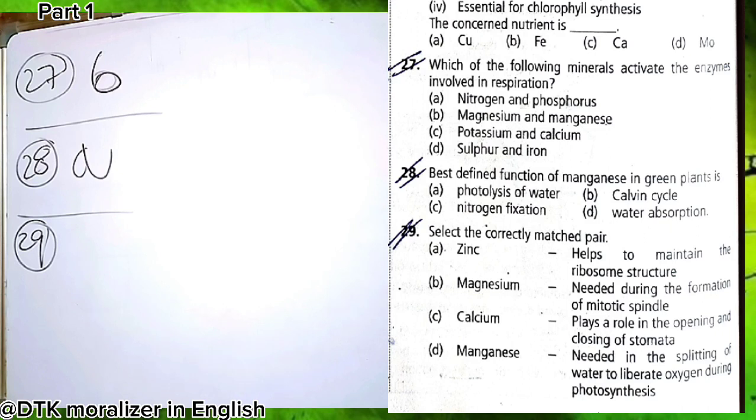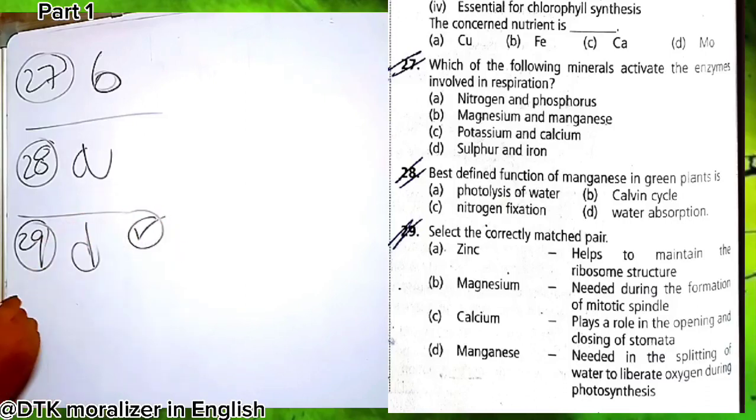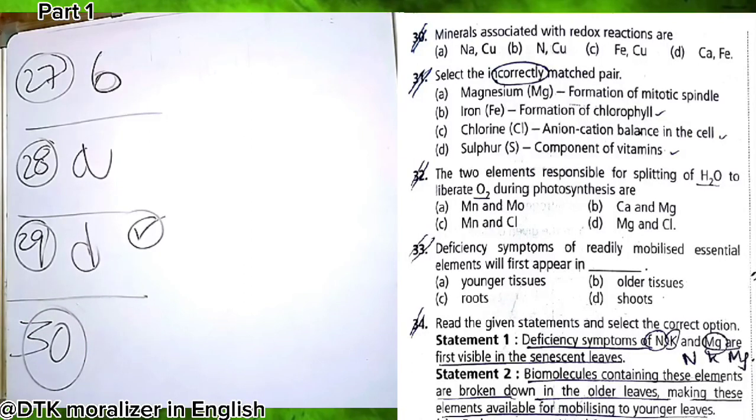Here, the correctly matched pair. Calcium does not play any role in closing and opening of stomata. It is played by potassium and chlorine. So C is not correct. Magnesium needed during the formation of mitotic spindle? No, it is calcium. And zinc helps to maintain the ribosome structure, that is also not correct. So here option D is correct.